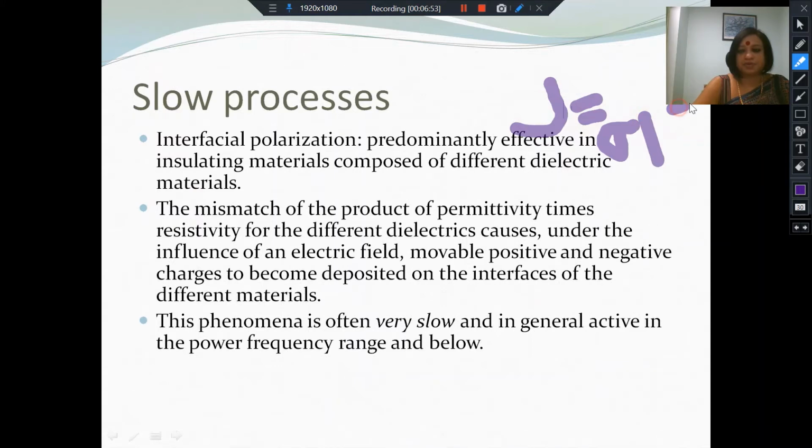J is equal to sigma E. Now across a material, the J that is coming in may be more than the J that is flowing out. As a result, there will be charge deposition at the interface. Horrible picture.